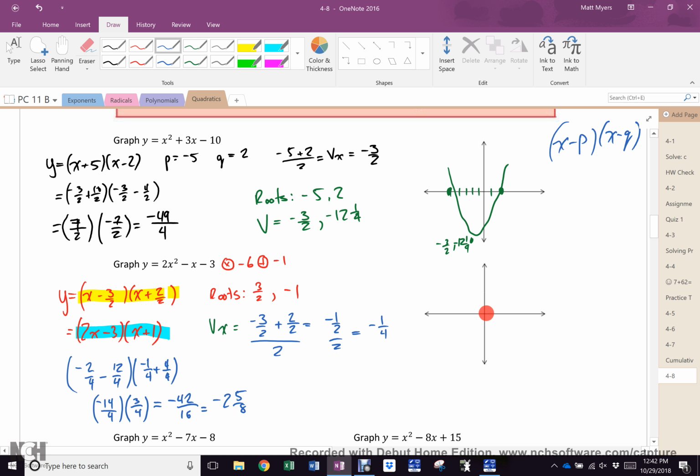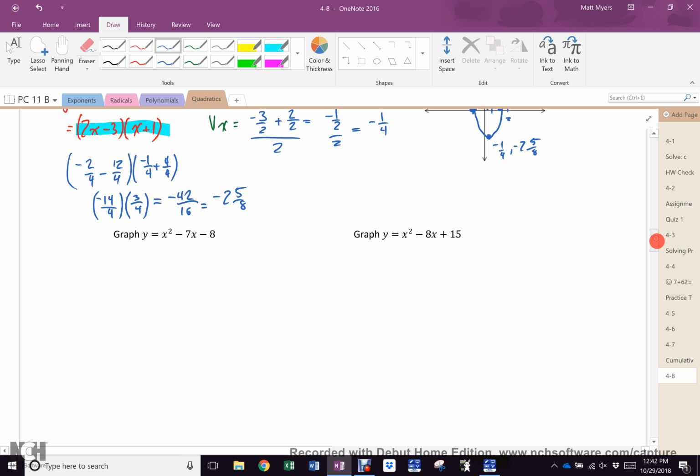Now graph it. Our roots are at 3 halves, right there, because there's 1, there's 2, 3 halves, and negative 1. Right there, yes? Halfway between the two is negative 1/4. That makes sense. And then way down here at negative 2 and 5/8. And then I would label that as negative 1/4 and negative 2 and 5/8. And I would draw my parabola.